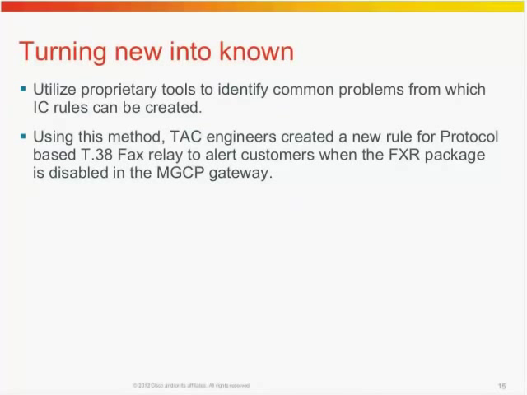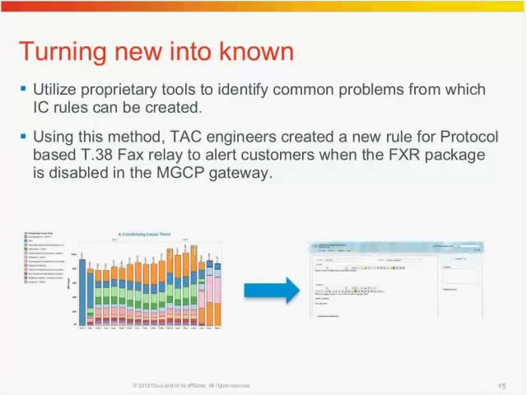And this is an example of a TAC engineer using internal analytics to identify a new known error and write a rule to detect future occurrences of that error. Because these new rules are published and executed on servers at Cisco, every Smart Call Home customer can take advantage of the new rule immediately without upgrading the managed device.